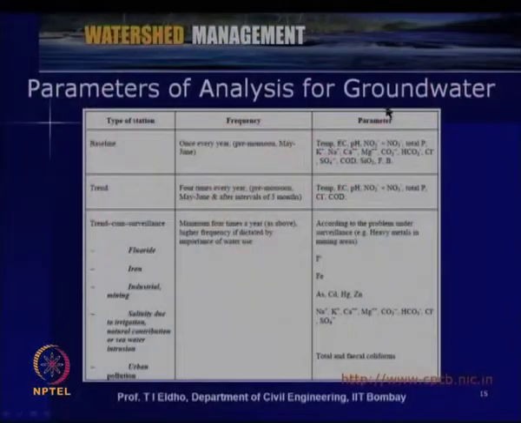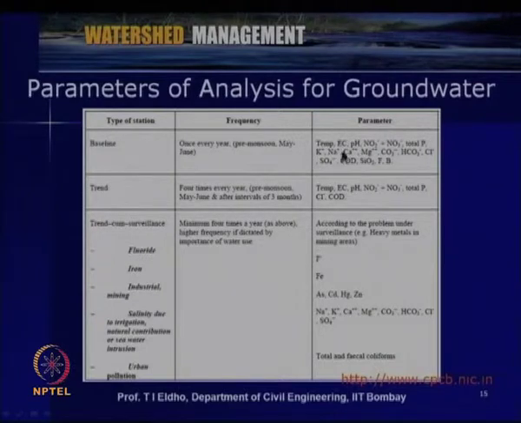Now, for example, for the various parameters, if you are collecting groundwater for various uses, the type of stations can be baseline or trend or trend cum surveillance, and the frequency for baseline can be once every year, or pre-monsoon, mainly between May and June.